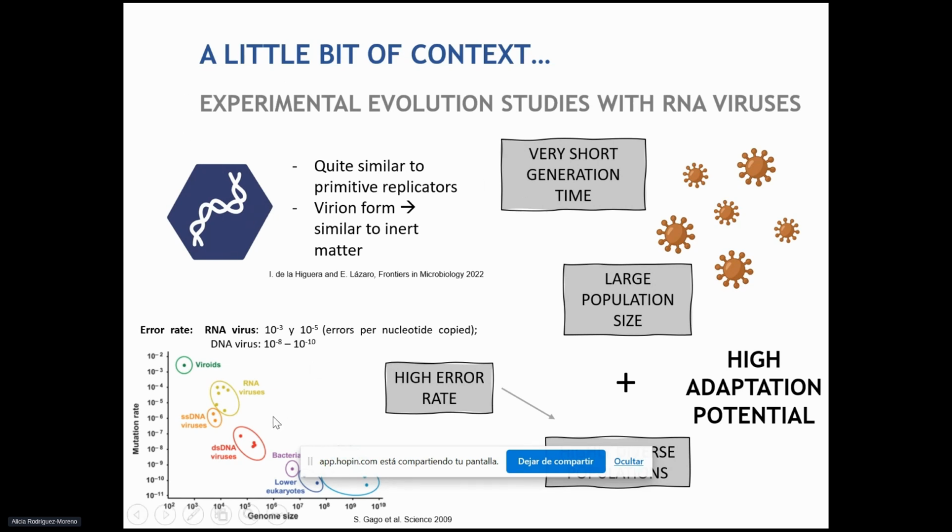A general property of viruses is their high error rate, which in RNA viruses reaches values in the order of 10 to minus 6 to 10 to minus 4 errors per nucleotide copy. This high error rate, together with the usually large size of populations, leads to the generation of highly diverse populations that have a high potential for adaptation. For all these reasons, they are a useful tool to unveil the molecular mechanisms that allow adaptation and evolution of life, and we can study the evolution in real time.